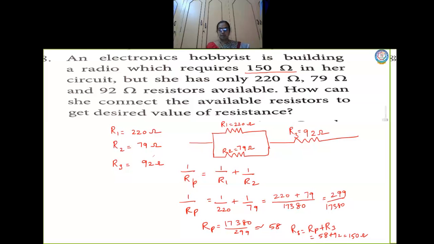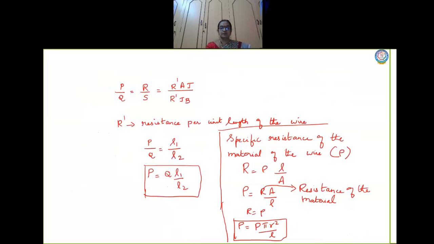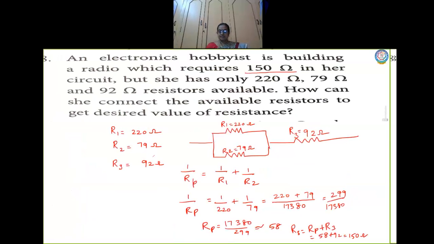Look at the formula. Rho is equal to, instead of P they have given X, because you are going to determine the value of the resistance of the unknown coil. So it is taken as X. What we discussed in our formula is P is equal to Q into L1 by L2, and rho is equal to P into pi r square by L. Instead of P I have given X: X pi r square by L. Where X is the resistance of the given coil, R is the known resistance, L is the length of the coil, and small r is the radius of the wire.